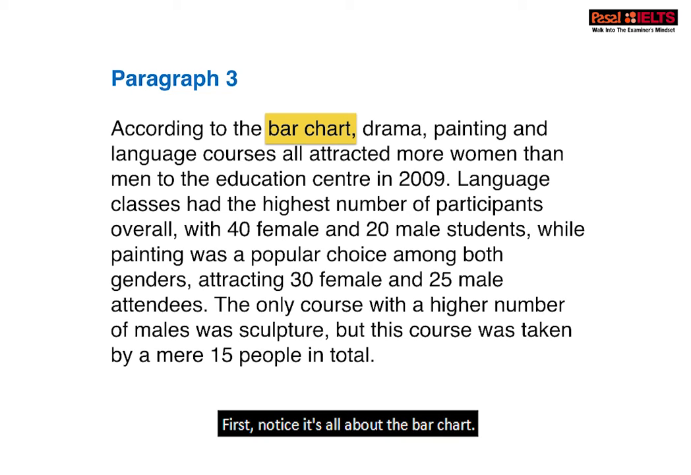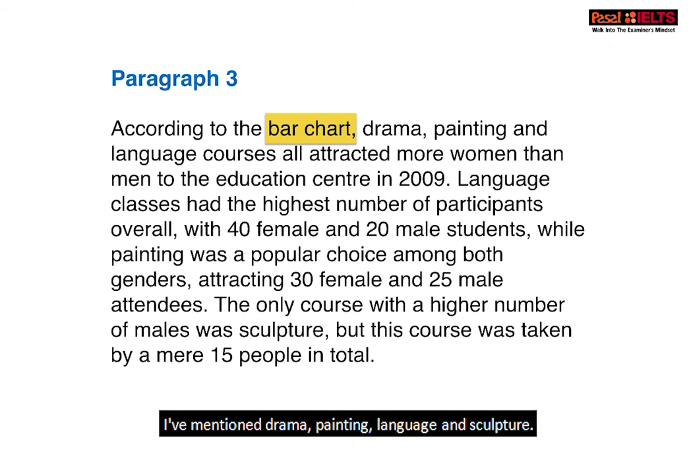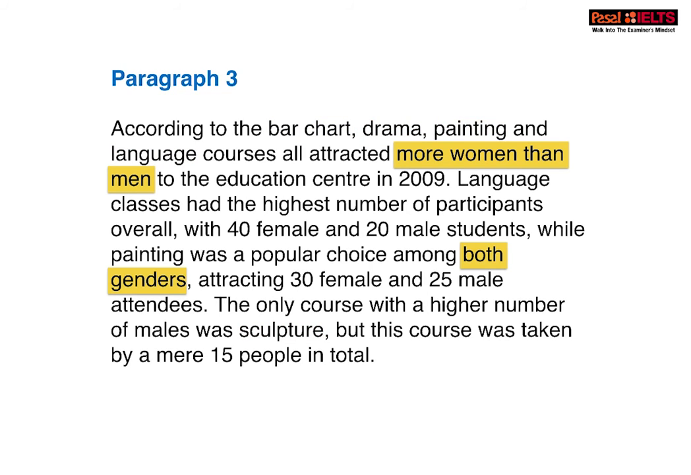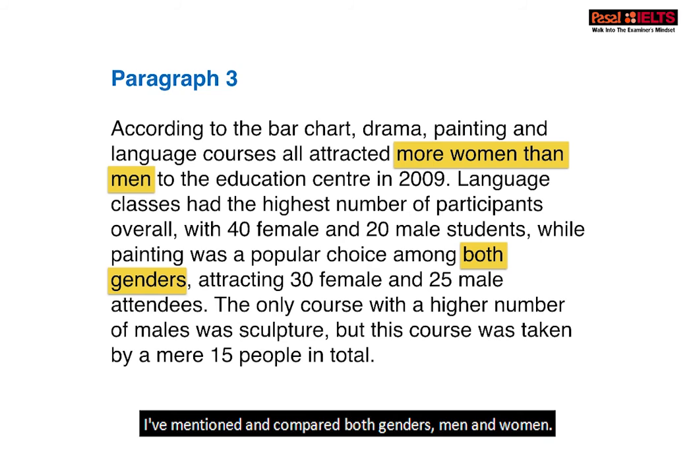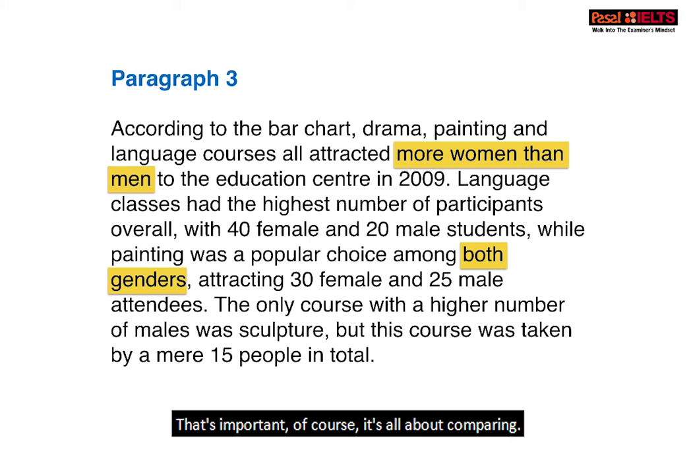First, notice it's all about the bar chart. As I said, I've introduced that at the beginning by saying according to the bar chart. Then I've mentioned drama, painting, language and sculpture. All 4 courses are mentioned. Then more women than men, both genders. I've mentioned and compared both genders, men and women. That's important, of course. It's all about comparing.